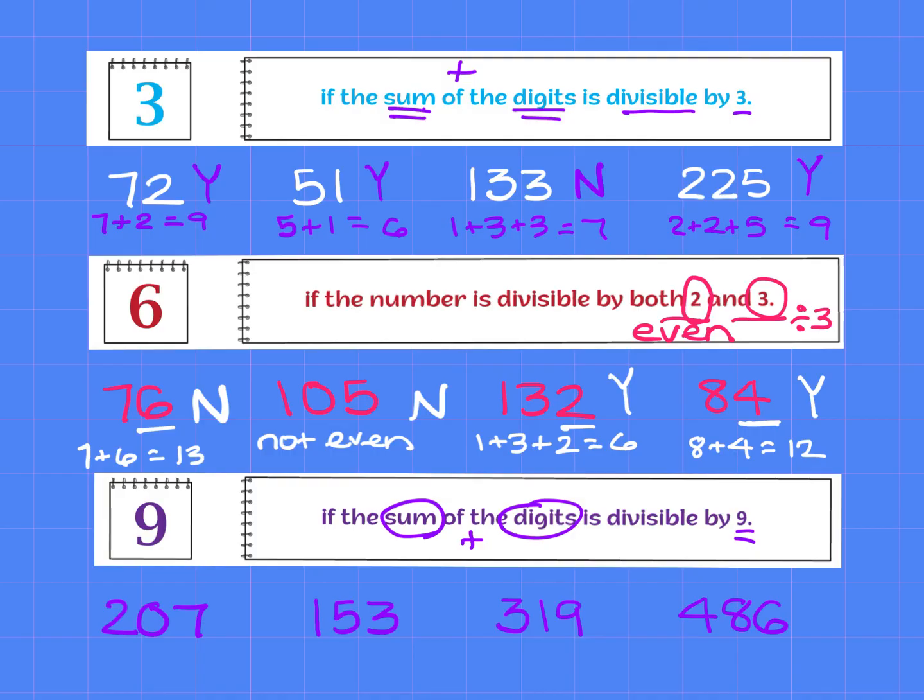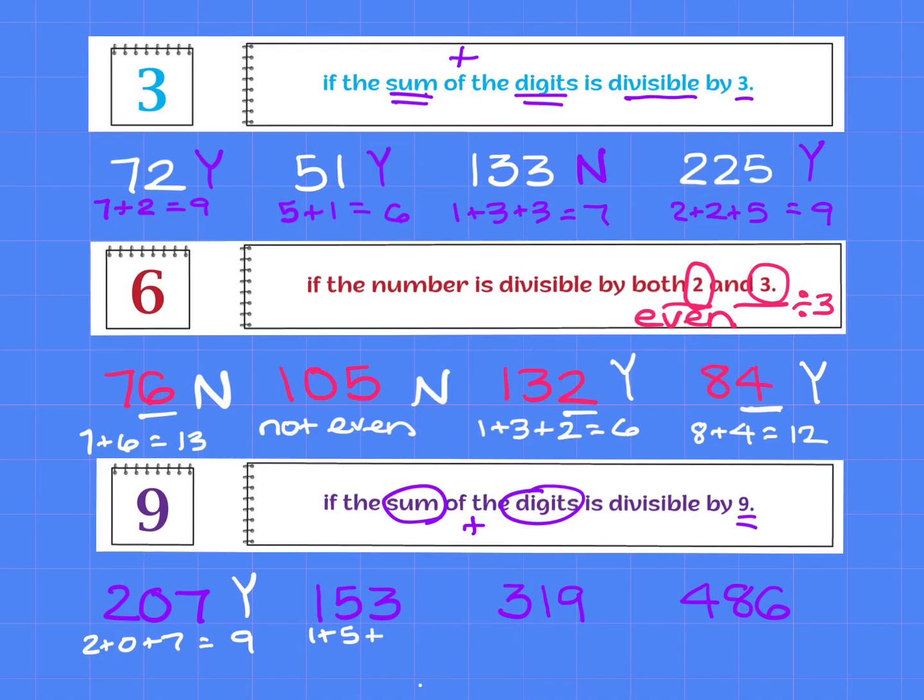So we're going to go through and add up the digits. 2 plus 0 plus 7 is 9. Is 9 divisible by 9? Yes. So 207 is divisible by 9. I wouldn't have known that if I didn't know this trick. 153. 1 plus 5 plus 3. 1 plus 5 is 6, 6 plus 3 is 9. 9 is divisible by 9. So yes, this number is divisible by 9.